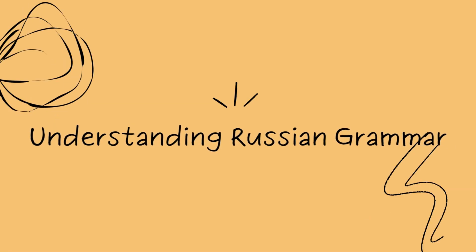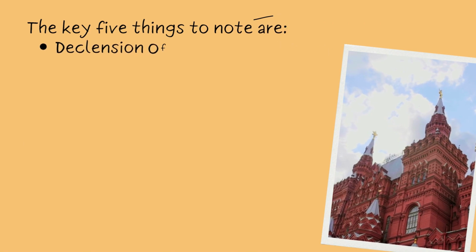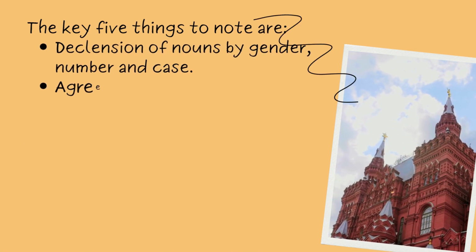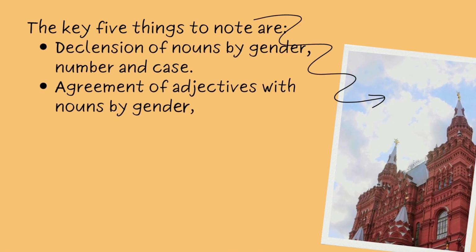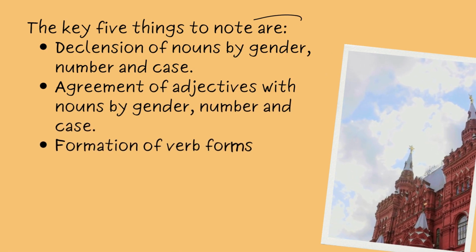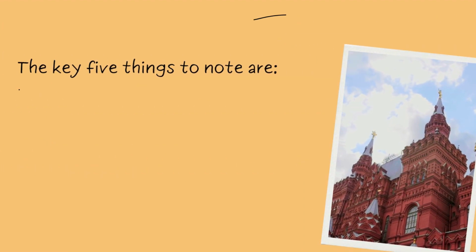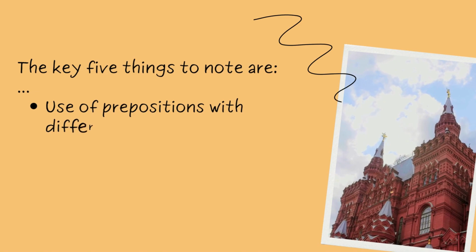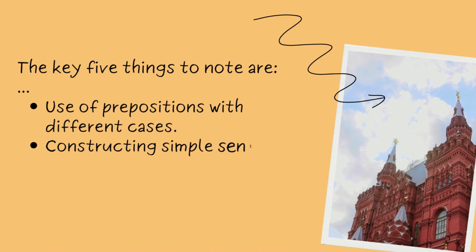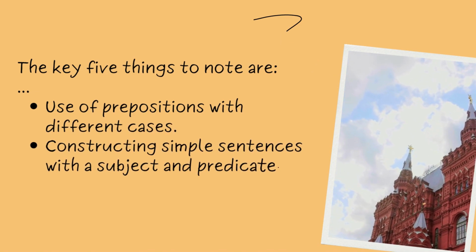Understanding Russian grammar. The key 5 things to note are: declension of nouns by gender, number, and case. Agreement of adjectives with nouns by gender, number, and case. Formation of verb forms by tenses. Use of prepositions with different cases. Constructing simple sentences with a subject and predicate.